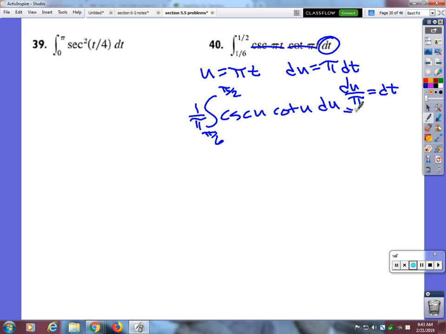Because I take this 1/6 and plug it in there for the t, and that gives me pi over 6. And then if I take this 1/2 and plug it in there for the t, that gives me pi over 2.